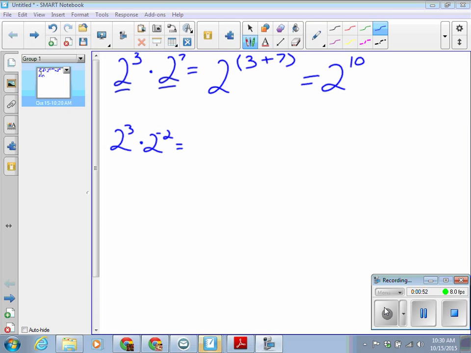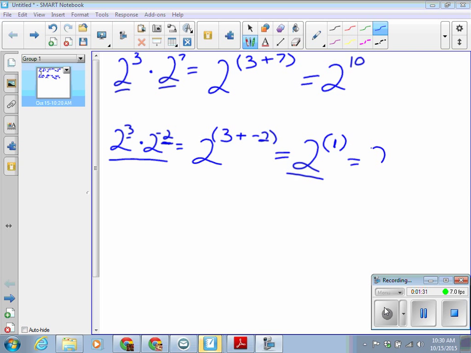The next one, we have a negative in here. So this problem down here gets a little more tricky. We're still going to add, even though we have our negative. So I'll keep my base the same, because my base does not change. Now I have 3 plus negative 2, because our exponent here is negative. So when I do that, my base stays the same. 3 plus negative 2 gives us 1. So my answer is 2 to the first power, or 2.